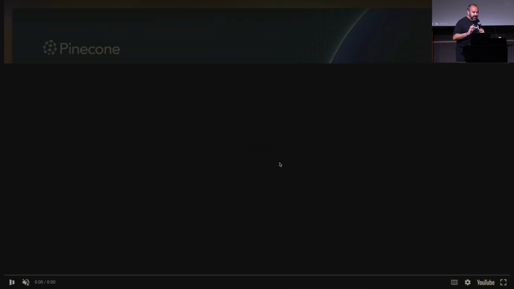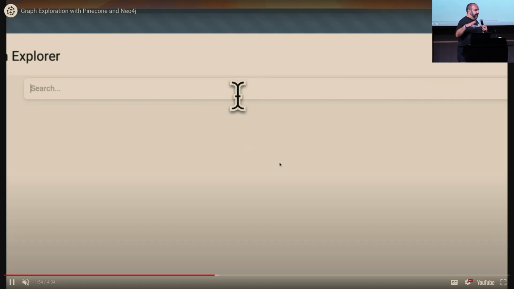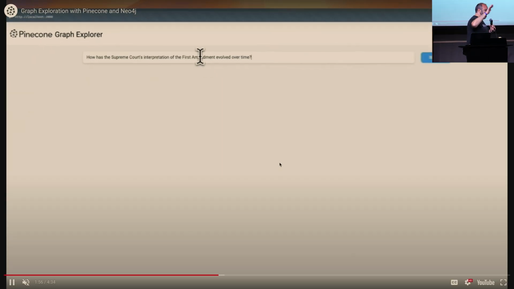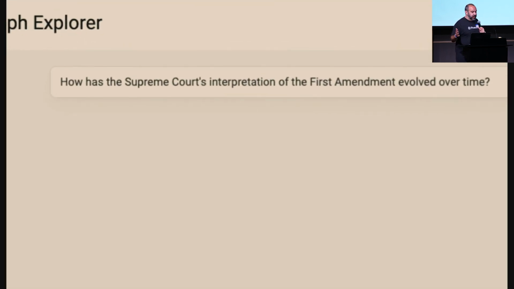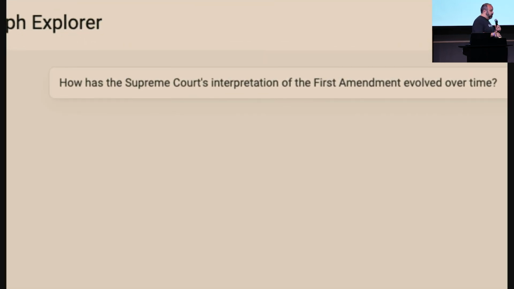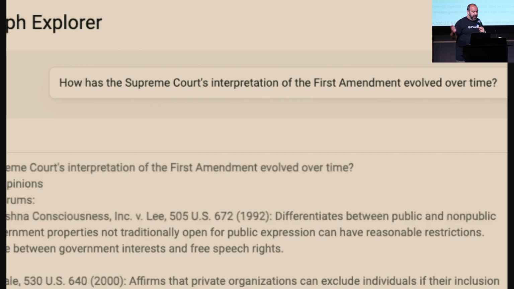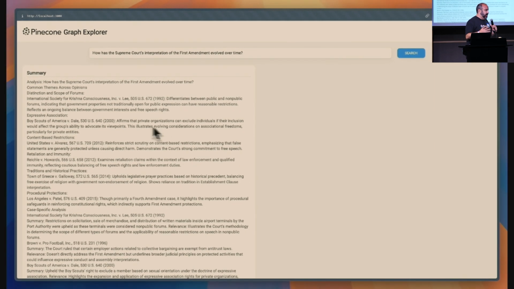Just to give you a taste of what the final product is, because otherwise this talk will be all in the air. What you see here is a user typing an open-ended text question about the Supreme Court decisions. This whole experiment revolved around indexing and learning about Supreme Court decisions.